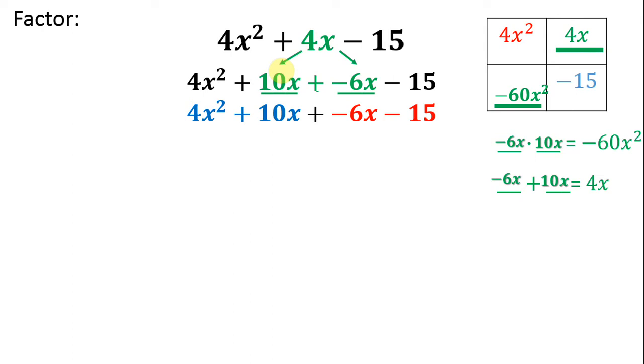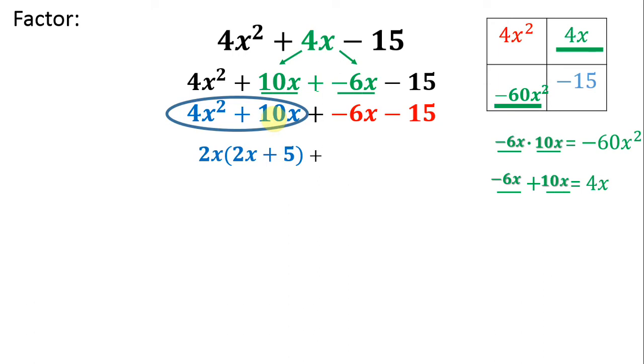The next thing that I'm going to do is factor the greatest common factor out of these first two terms, and then factor the greatest common factor out of these second two terms. The greatest common factor between 4 and 10, I can take out a 2 of both of those, and then I can also take out an x. So a 2 and an x is going to go on the outside, and my leftovers, 4x squared divided by 2x is 2x, and 10x divided by 2x is 5. Those leftovers go in the inside.